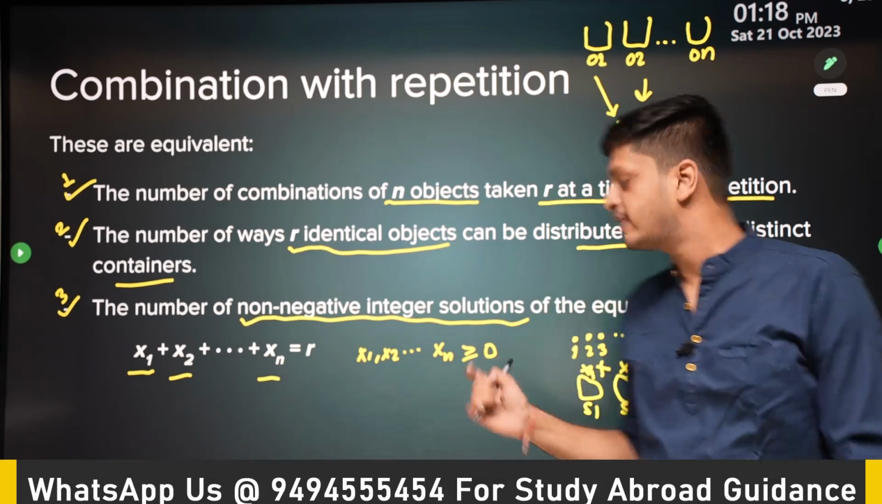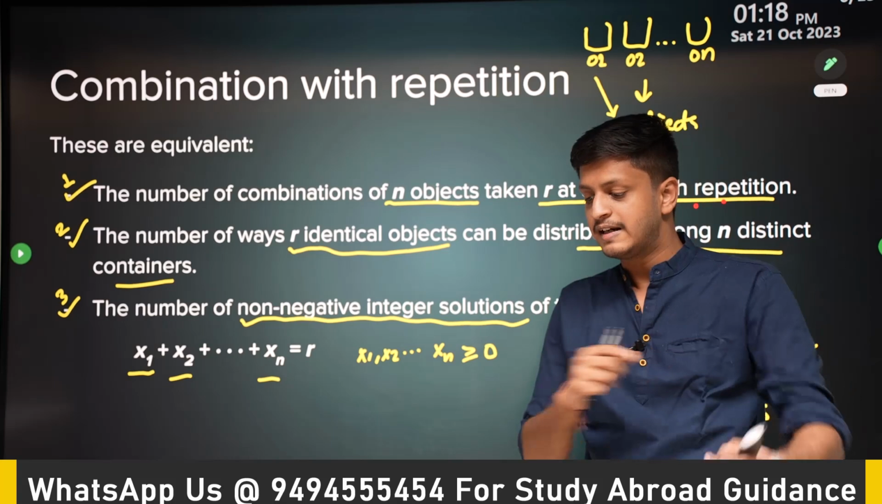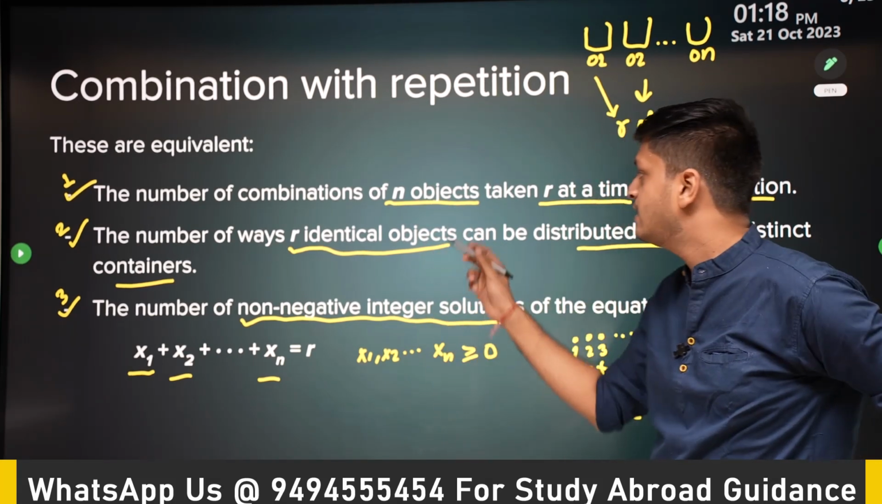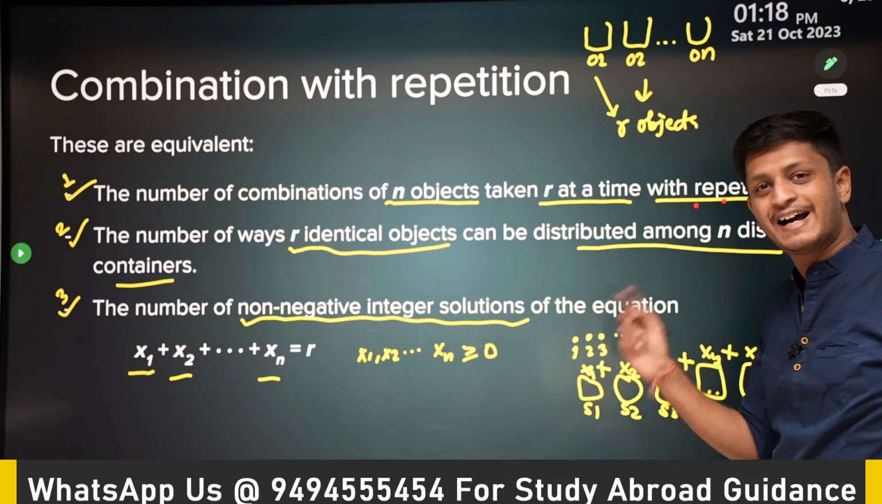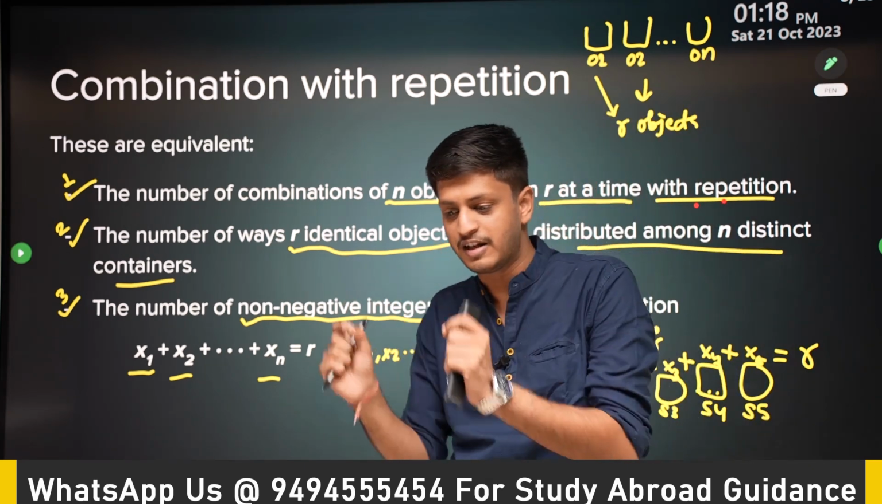So the number of different solutions to this equation is equal to the number of ways in which we can do this. Now see, it becomes tricky. These two statements are very different in some sense. Here we had n different objects, and we have to take r at a time with repetition. So this might get tricky. You have to read the problem statement very carefully.